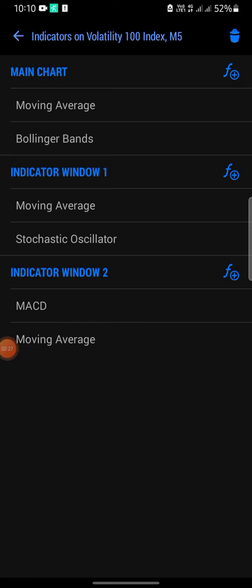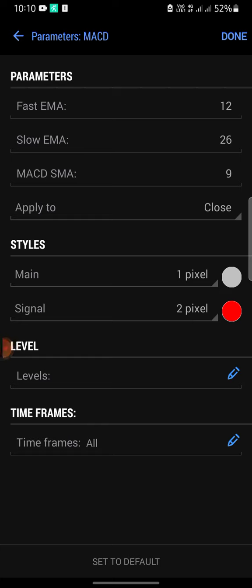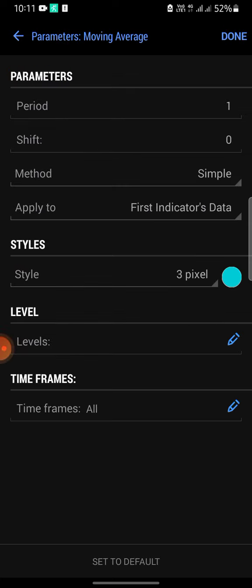Then we go to the MACD. You can see here on indicator window 2, we've got our MACD at 12, 26, 9, then it's close. That's all we need. And then the moving average should be 1 on the first indicator's data, which means it follows the MACD.